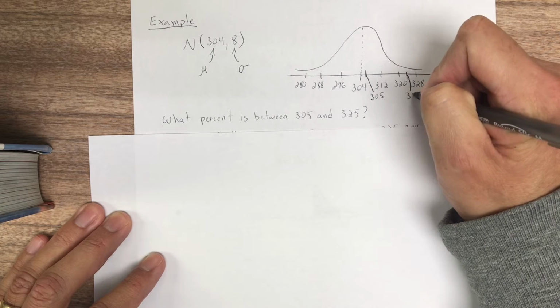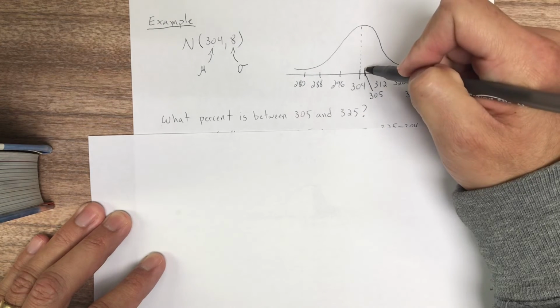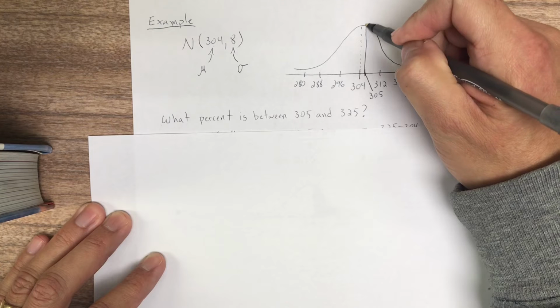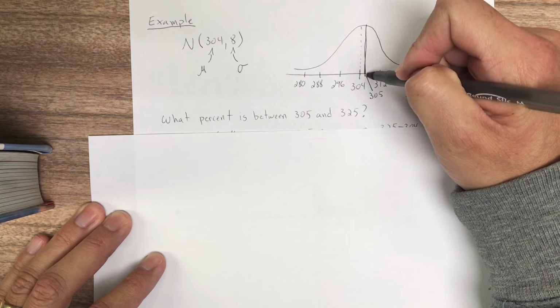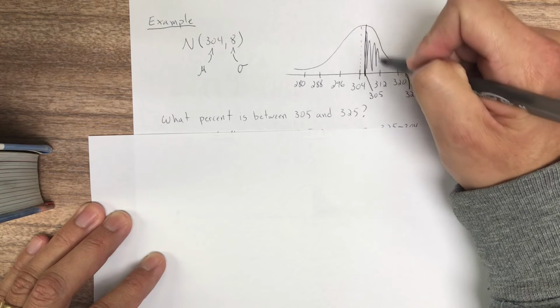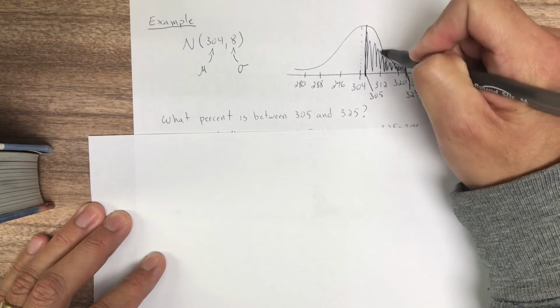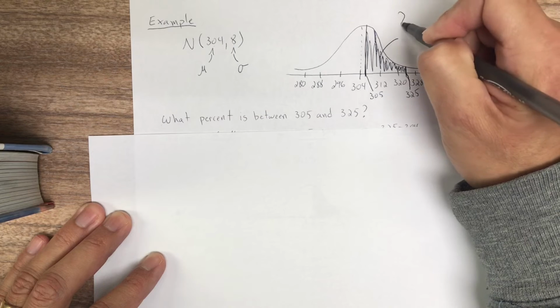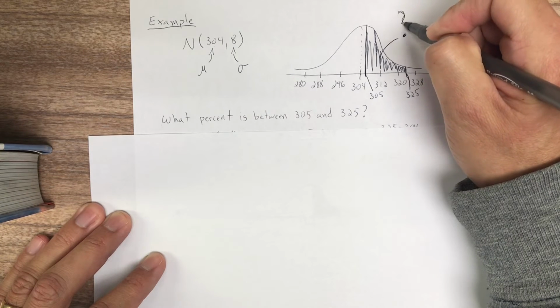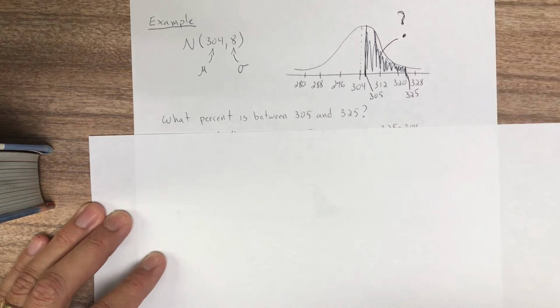But this is 325. So I am looking for the area between this value under the curve, 305, all the way to the 325, which is here. So this is the area we are looking for. I want to know what that is. Okay. Now I'm going to use Z-scores. I need to standardize the scores in order to use the calculator and find that area.